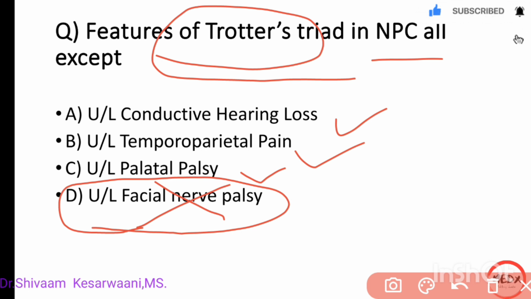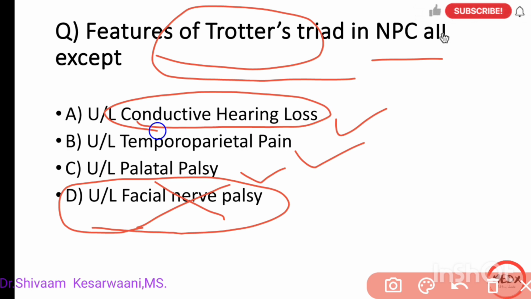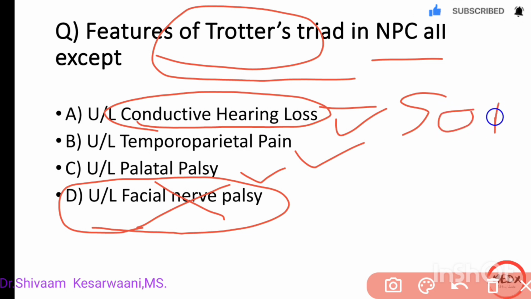What we do see is unilateral conductive hearing loss. Why? Because this mass will be obstructing or closing the eustachian tube opening, resulting in serous otitis media. So the hearing loss here is secondary to compression of the eustachian tube opening, leading to serous otitis media. And what is this unilateral temporoparietal pain? This is due to your mandibular nerve, V3. What is happening is that due to the close proximity of the sinus of Morgagni with the foramen ovale, your fifth cranial nerve gets irritated and it causes unilateral temporoparietal pain.